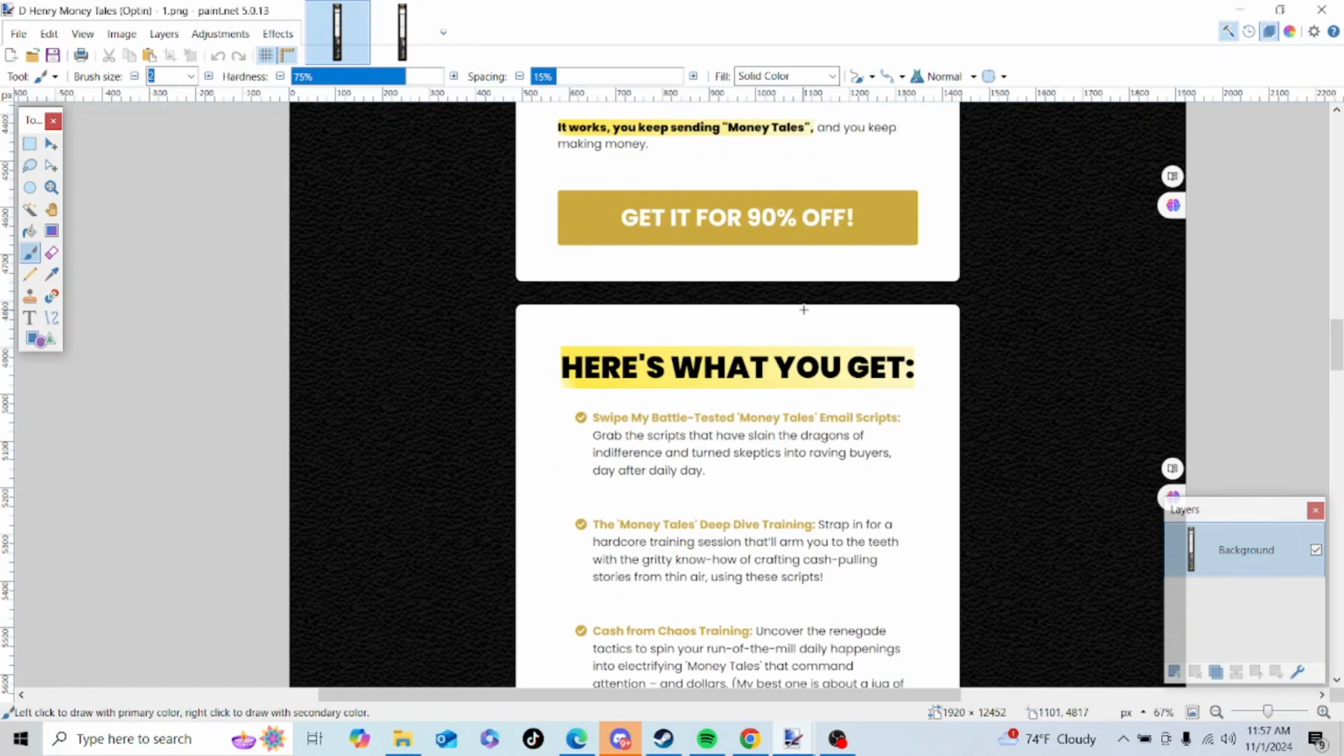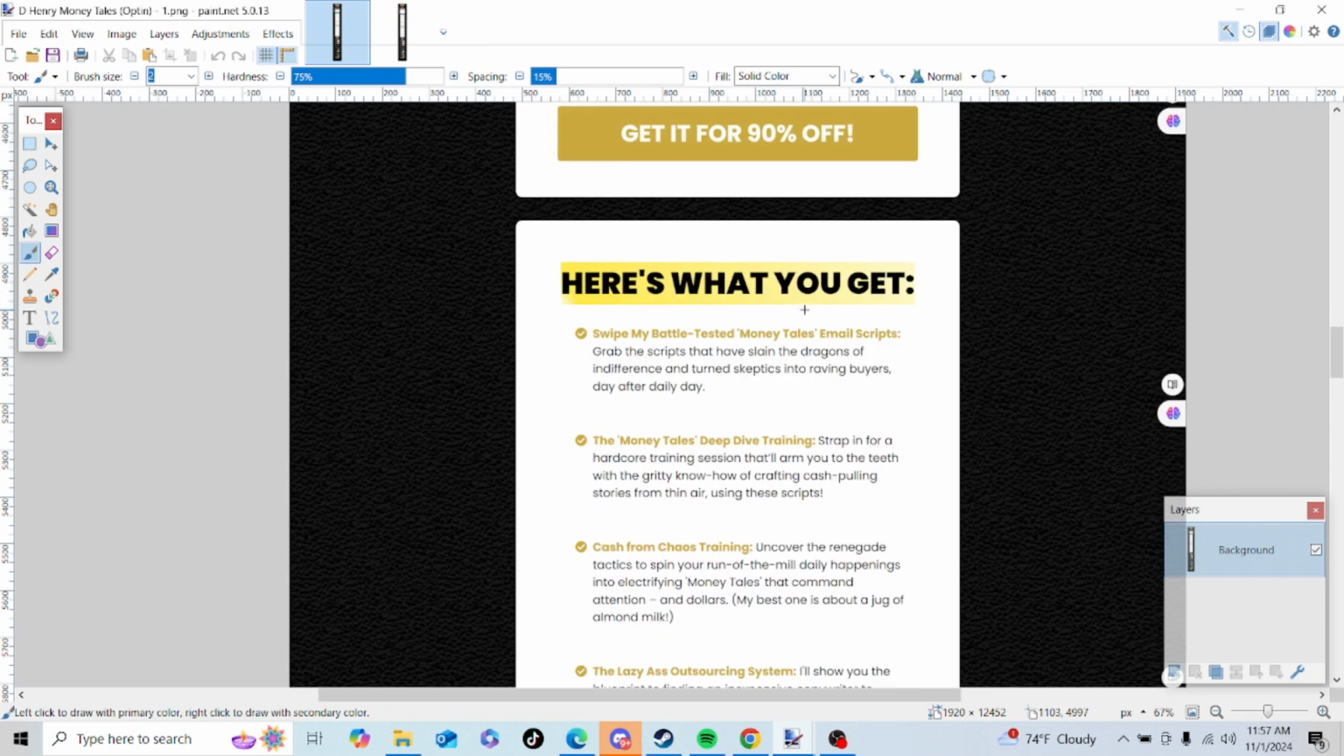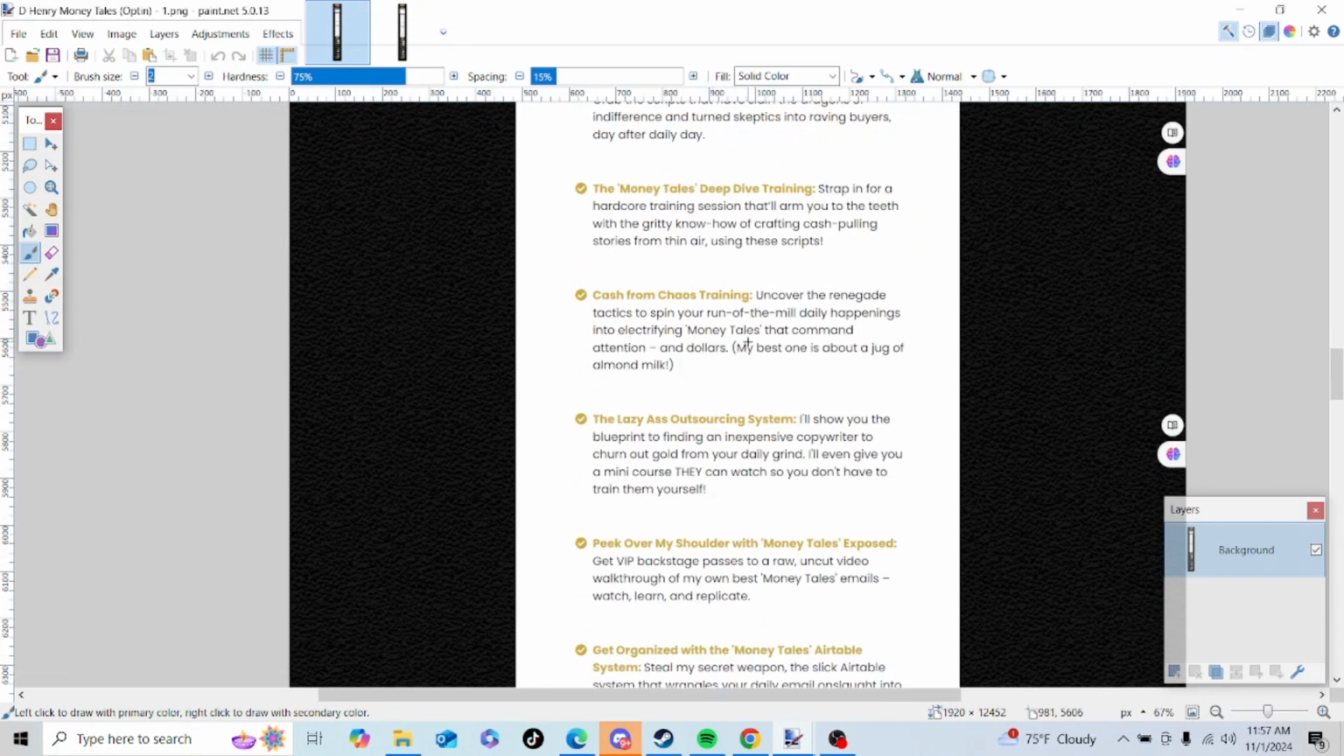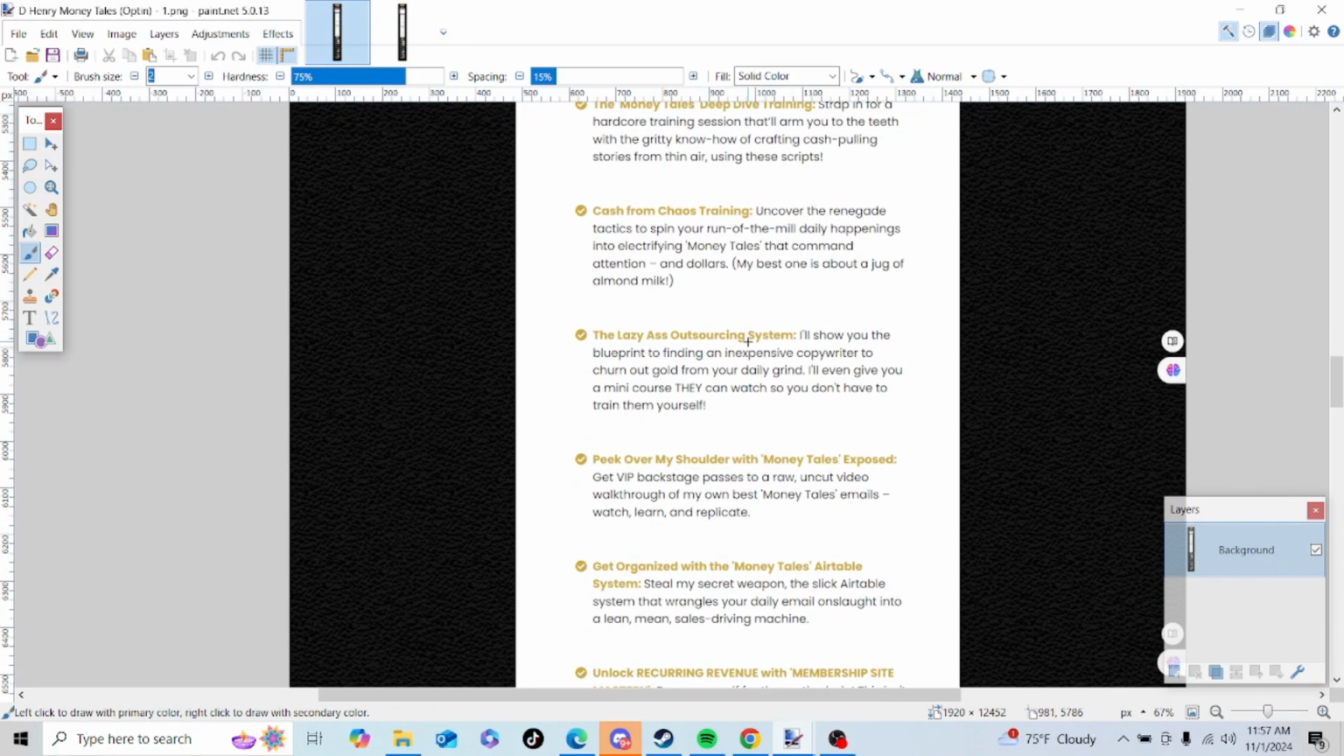And then here we have what is essentially the stack, although interestingly, he doesn't do any kind of graphic of the product or product bundle. He just lists what you're going to get. And so we're getting his Money Tales scripts, his deep dive training for Money Tales, his cash from chaos training, his lazy ass outsourcing system. Don't get on me. That's Dan Henry's words.